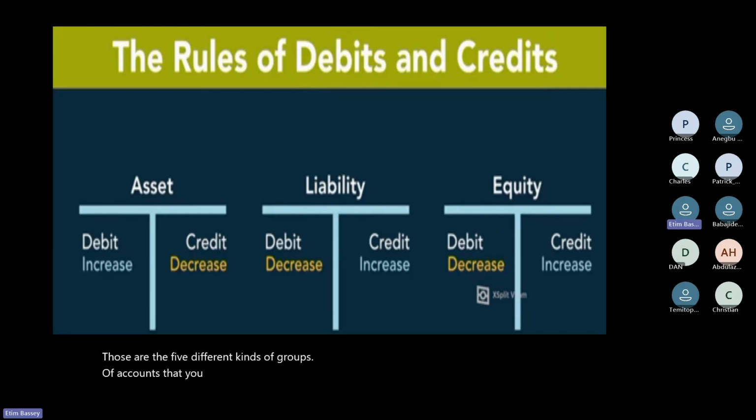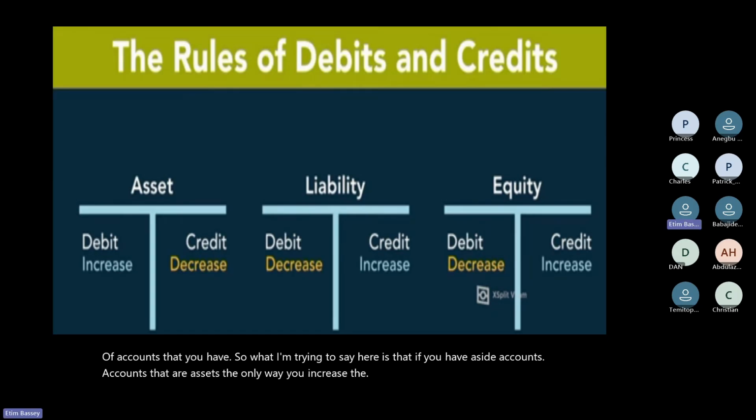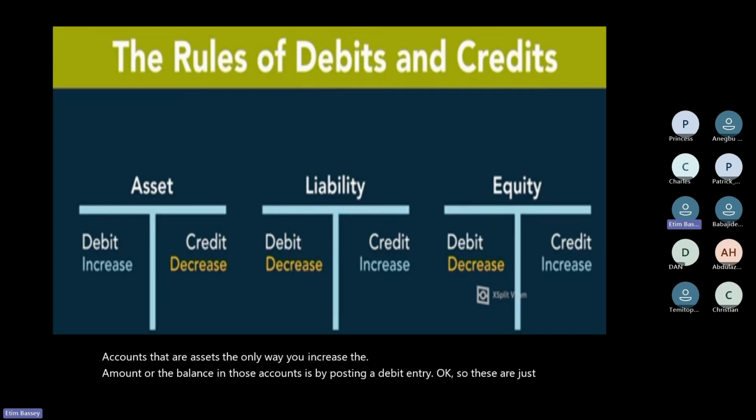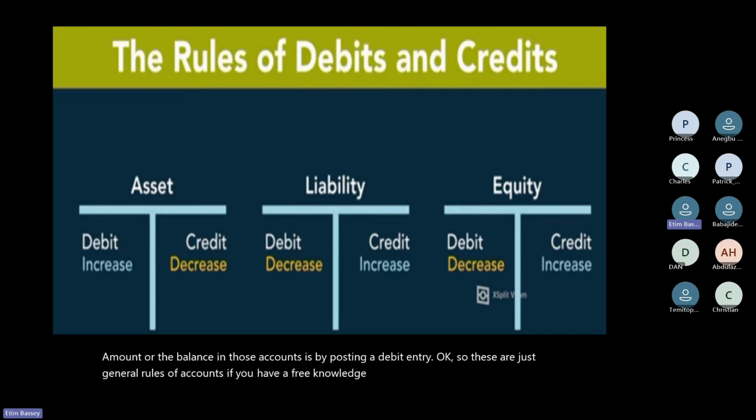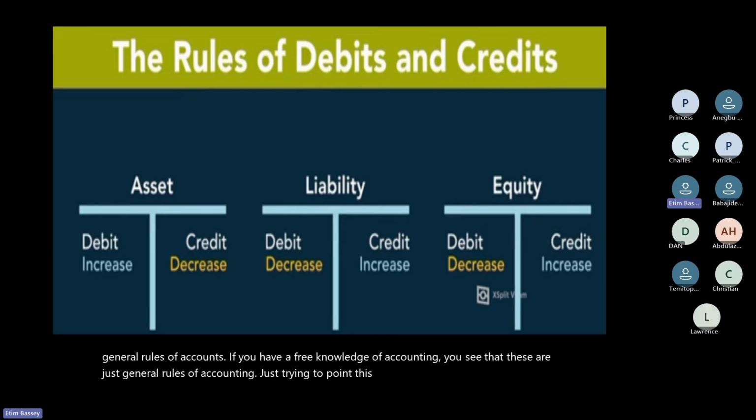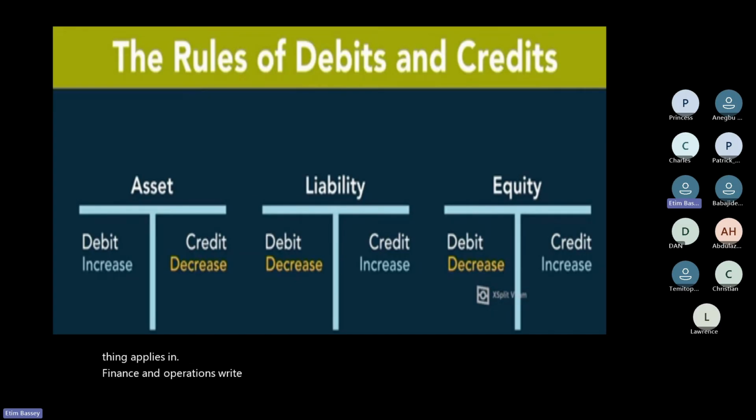Those are the 5 different groups of accounts that you have. So what I'm trying to say here is that if you have asset accounts that are of type assets, the only way you increase the balance in those accounts is by posting a debit entry. Okay. So these are just general rules of accounting. If you have a pre-knowledge of accounting, you see that. Just trying to point out that the same thing applies in finance and operations, right? The same basic accounting principles apply.